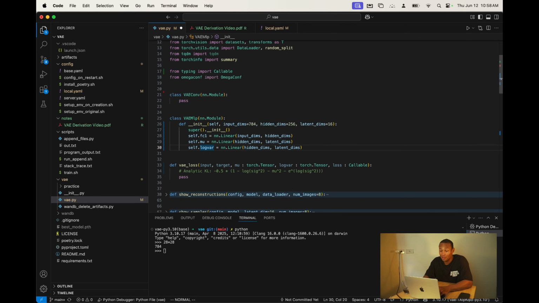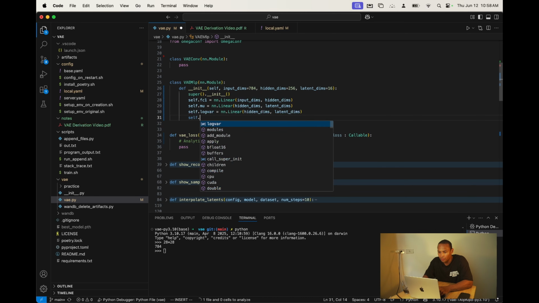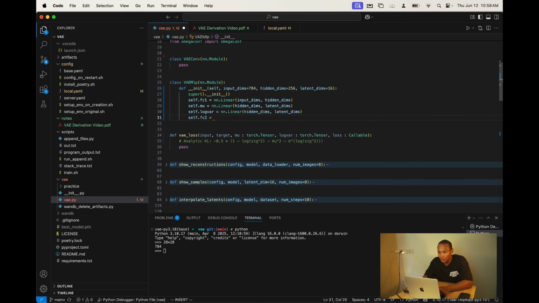I'm calling this log variance because you'll see the analytical form of KL divergence requires log variance. It's just what the closed form solutions of the equations that we're using resolve to. It'll be more clear once I do KL divergence here. So now we're going to do the decoder.